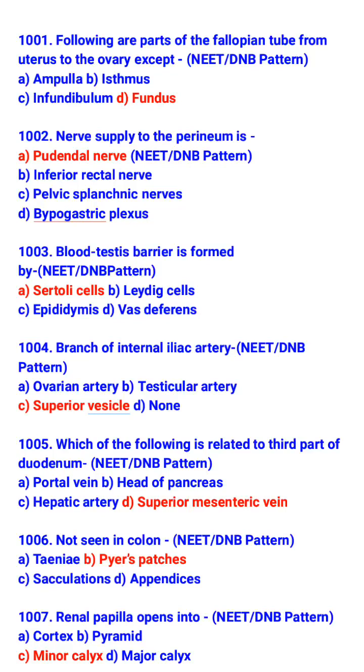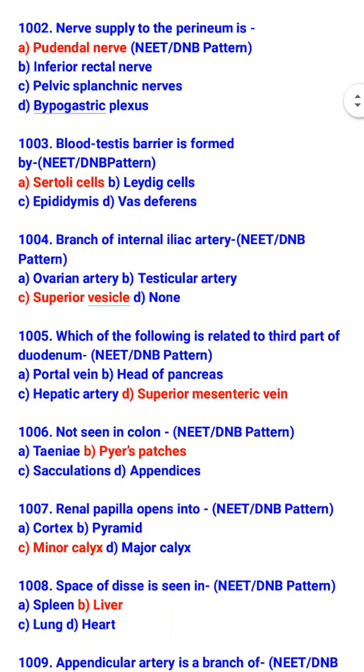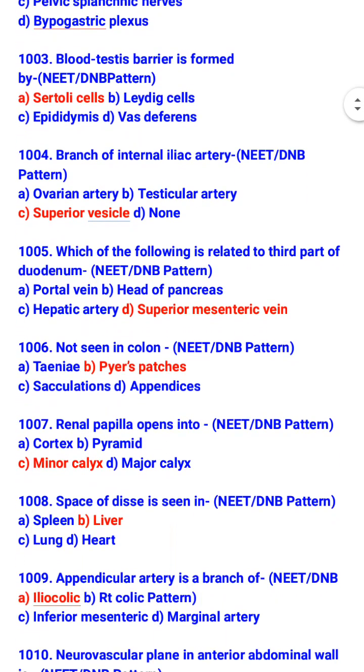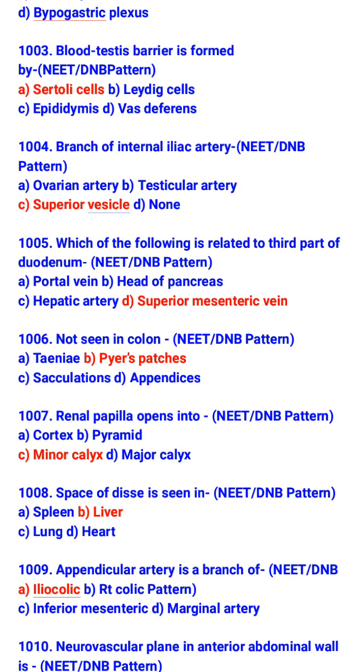Branch of internal iliac artery is superior vesical. Which of the following is related to third part of duodenum? Superior mesenteric vein. Not seen in colon: Peyer's patches is not seen in colon. Taenia, sacculation and appendices are seen in colon.